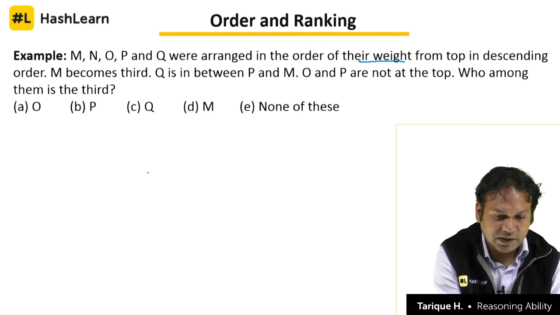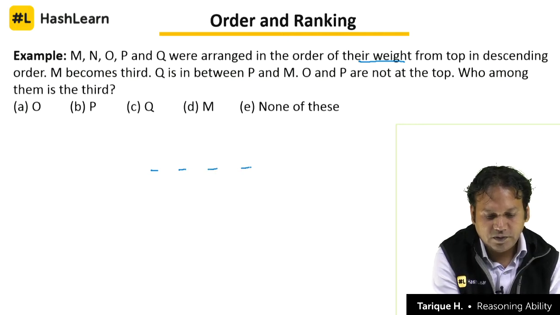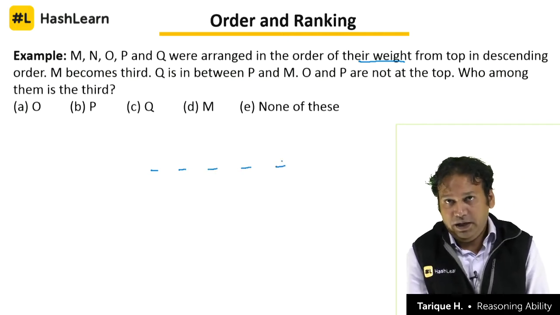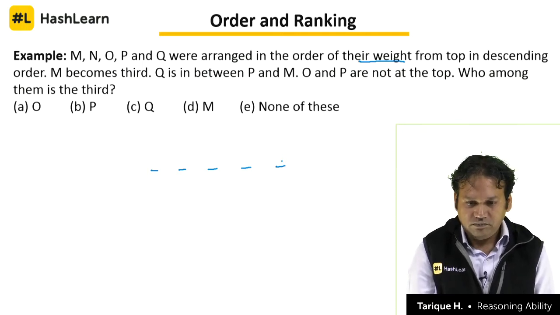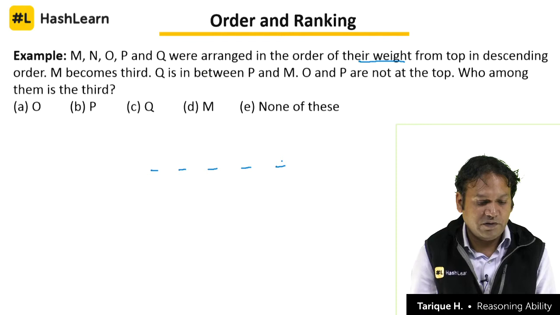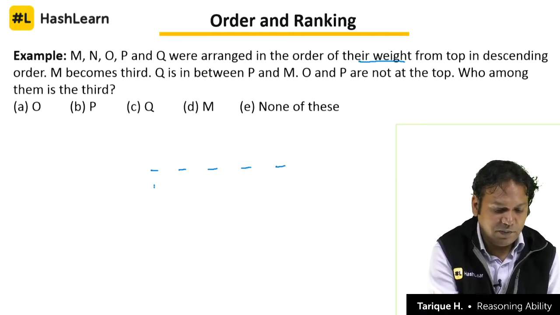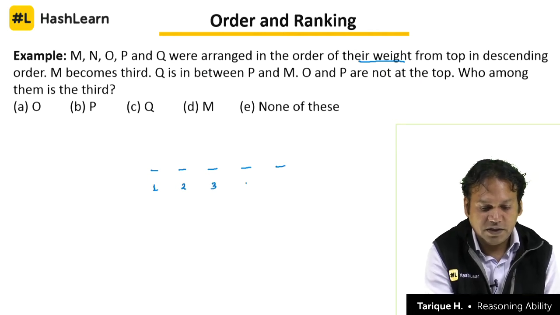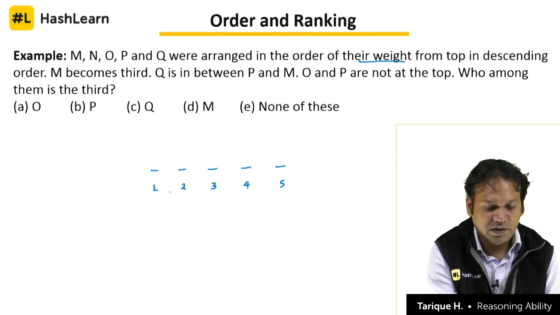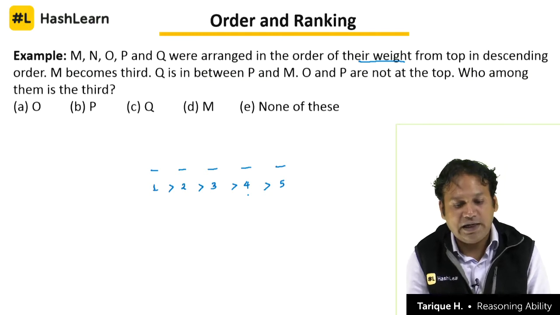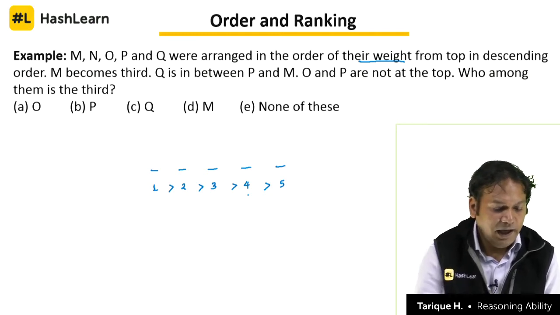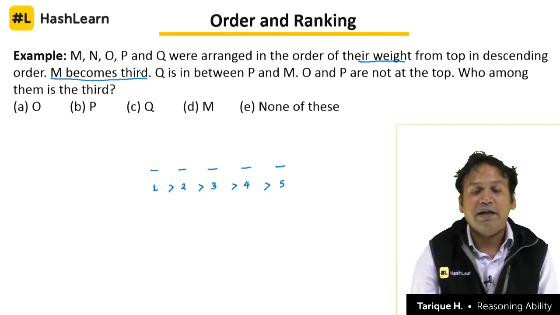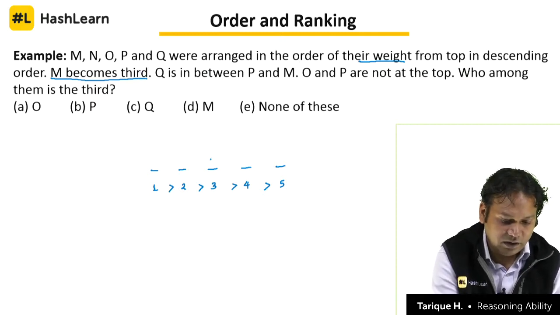So, let us say there are 5 persons, 1, 2, 3, 4, 5. In decreasing order of weight, the first person is the heaviest person, second one is lighter than the first person, and so on: third person, fourth person, fifth person. They are in descending order from heaviest to lightest. M becomes third, that is directly given to us, that M will be in the third position.